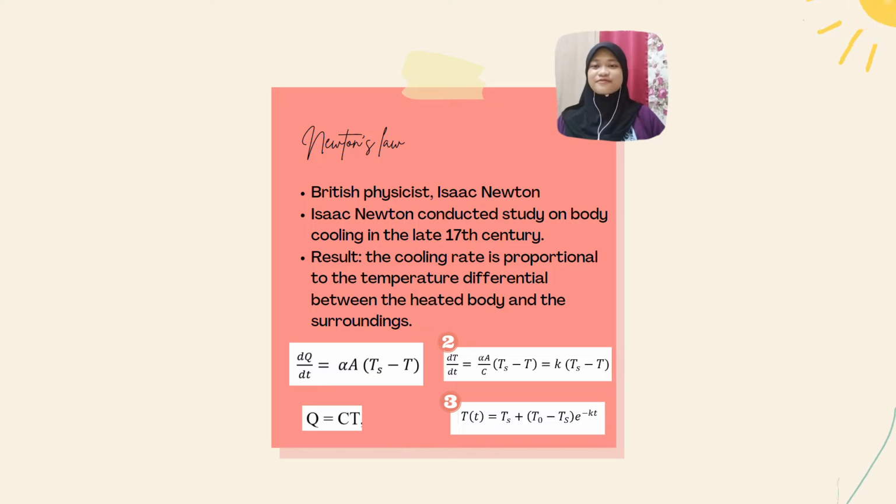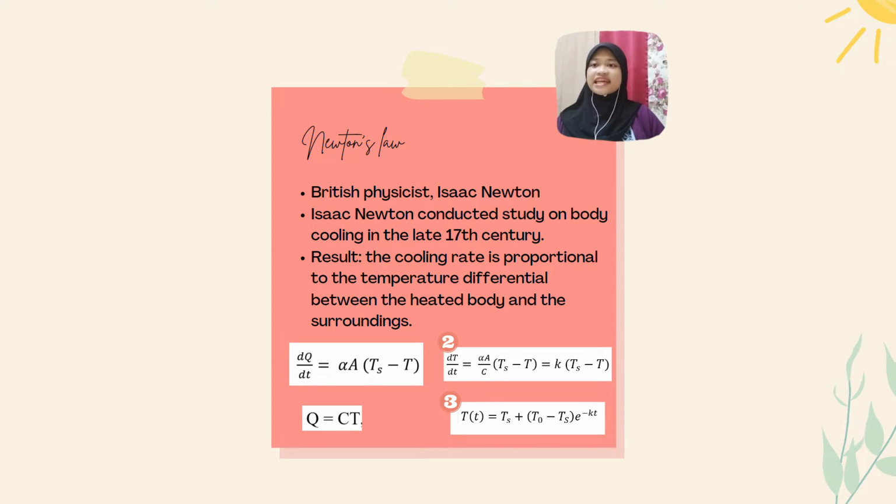Isaac Newton, a British physicist, researched the cooling of bodies in the late 17th century. Experiments revealed that the cooling rate is proportional to the temperature differential between the hot body and the surroundings. This fact is denoted by the differential relationship dQ per dt equal to lambda A times bracket Ts minus T. In the slide, that is the first equation.